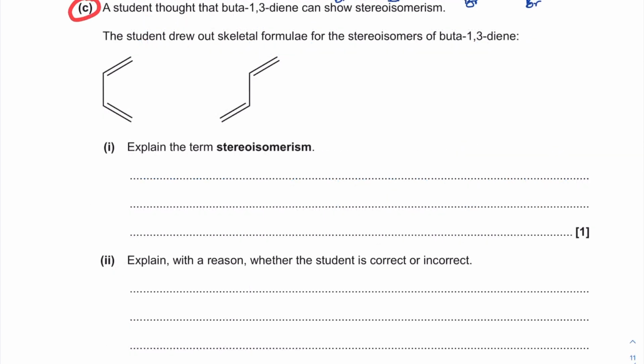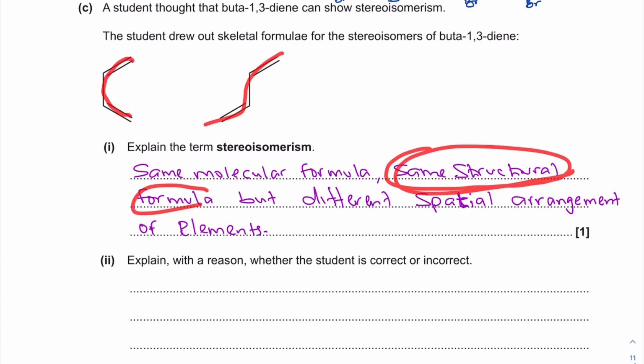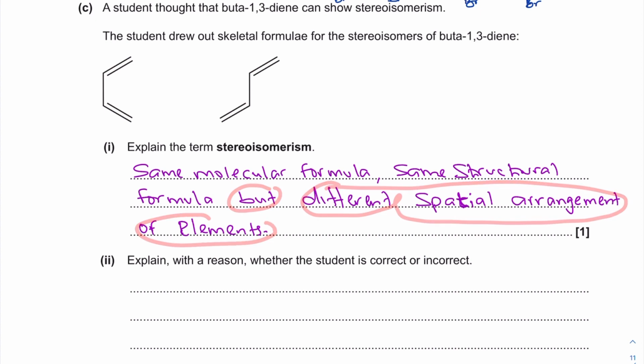Question 16C. A student thought that buta-1,3-diene can show stereoisomerism. The student drew out skeletal formulae for the stereoisomers of buta-1,3-diene. See Part 1. Explain the term stereoisomerism. Well, stereoisomerism is when you have the same molecular formula, same structural formula, but different spatial arrangement of atoms.